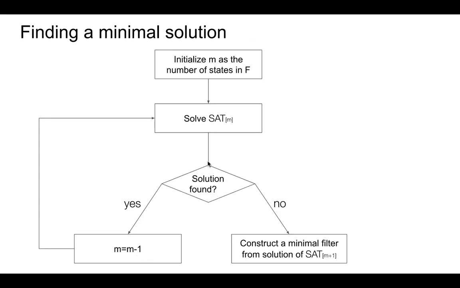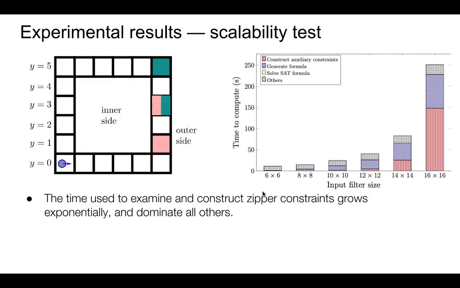To find a minimum solution, we initialize m to be the number of states in the original filter, and then decrease m to solve the corresponding SAT problem. We repeat this until the SAT problem can no longer be solved. And the minimum m with a solution gives a minimum filter. Now we have an algorithm to minimize a cover filter.